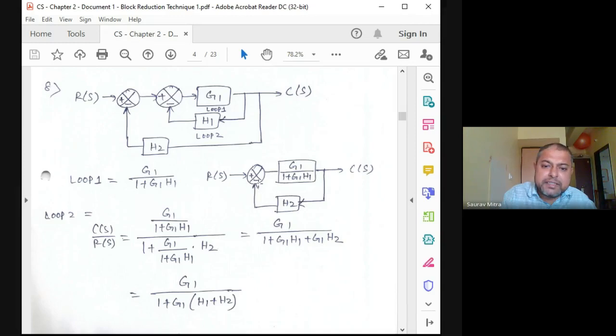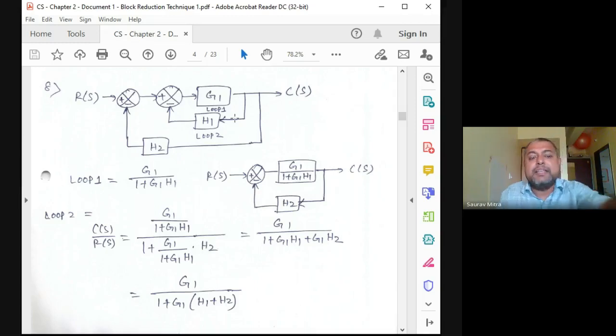And you are finding this is again another loop. Loop means it's a closed loop where G1 by 1 plus G1 H1 is the forward path gain. So now overall C(s) by R(s) is equal to this thing, G1 by 1 plus G1 H1. Now this is the forward path gain. So 1 plus G, where G is this thing. So it is not only G1 but G1 by 1 plus G1 H1 in the numerator, and 1 plus GH, where G is G1 by 1 plus G1 H1 multiplied by H2.